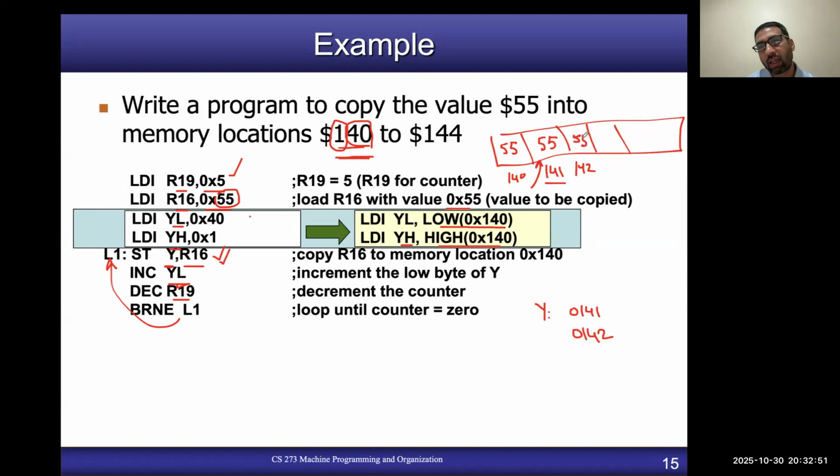And so on. I don't want to iterate it 5 times, but what will happen is that every time you increment the pointer, the address will change, and the data will be copied into all 5 locations of the data memory.